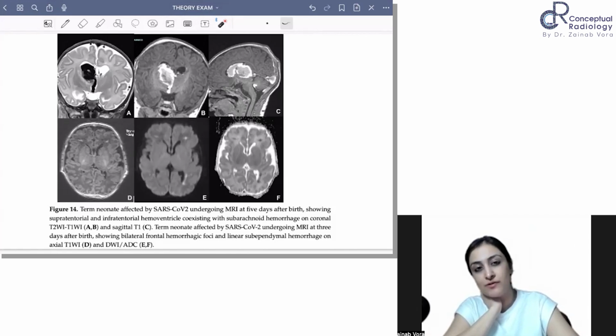CA lung also we will take. CA lung can be covered in one of the sessions only. We will just do it like that.